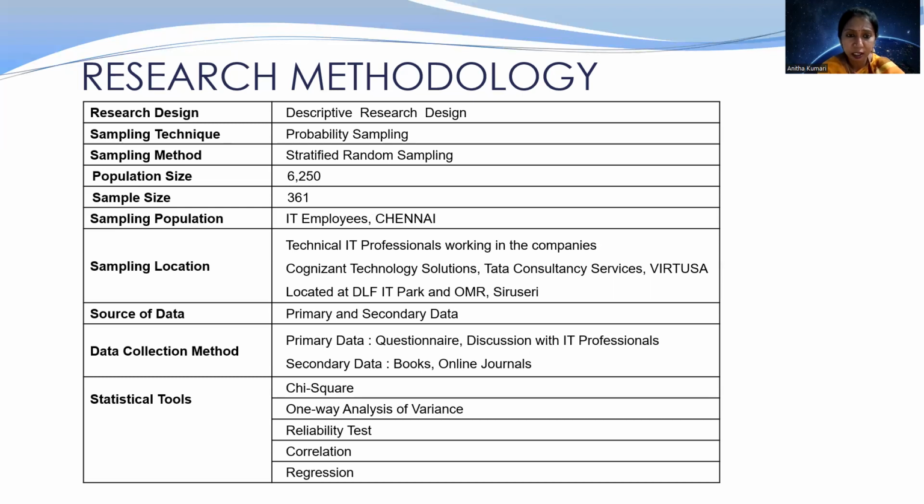You have to answer like this. One-way ANOVA is to find out the difference between variables. ANOVA means difference; chi-square means association. Correlation is to find out whether there is a positive or negative relationship between two variables. And regression and reliability test. Whatever test you have utilized, read the meaning and make sure that you know it.